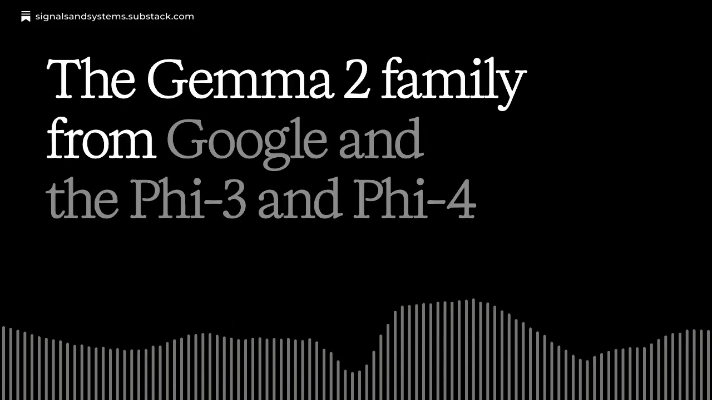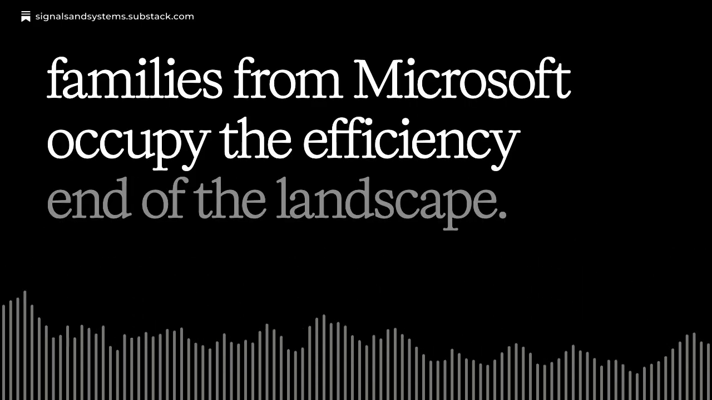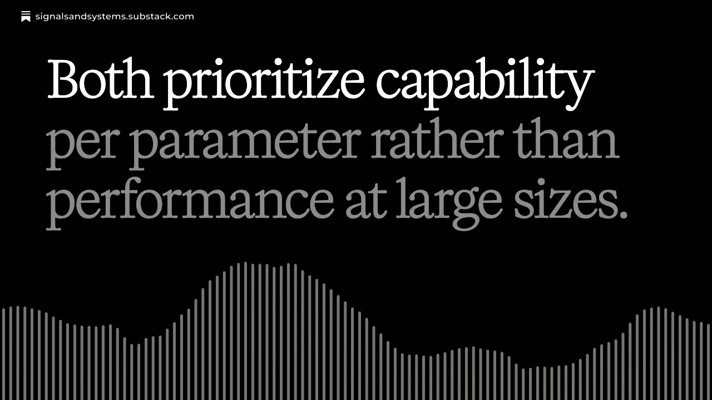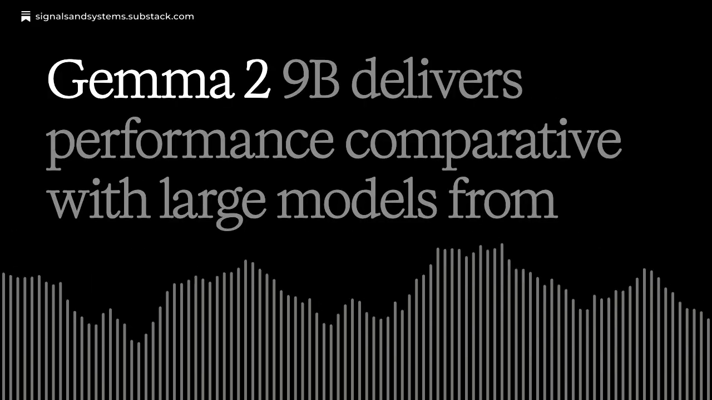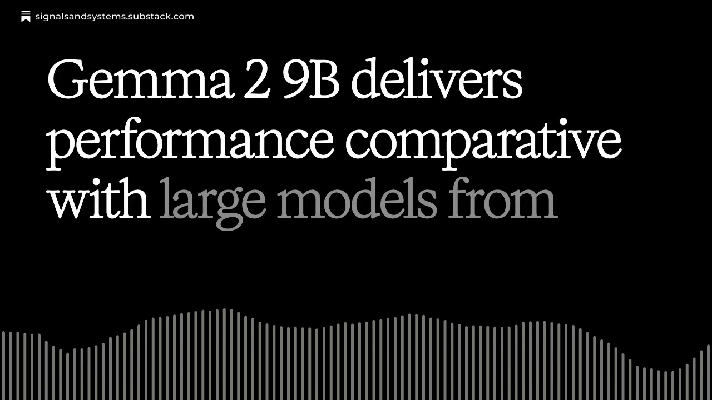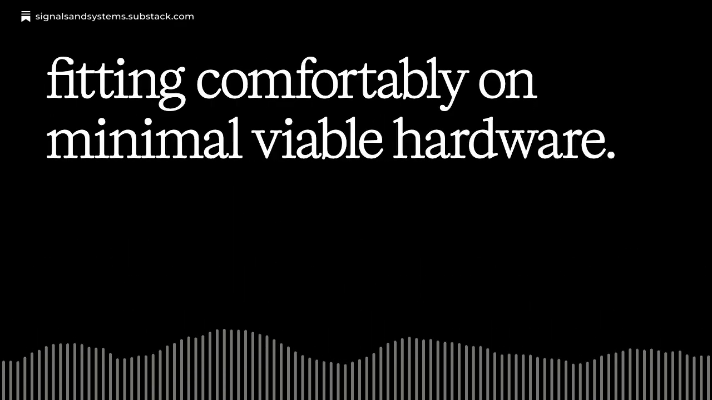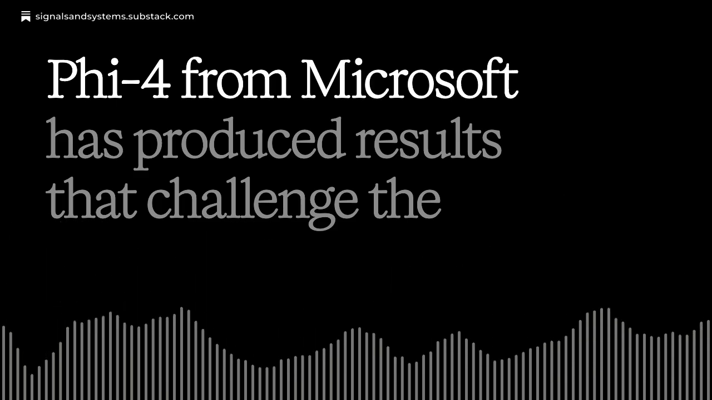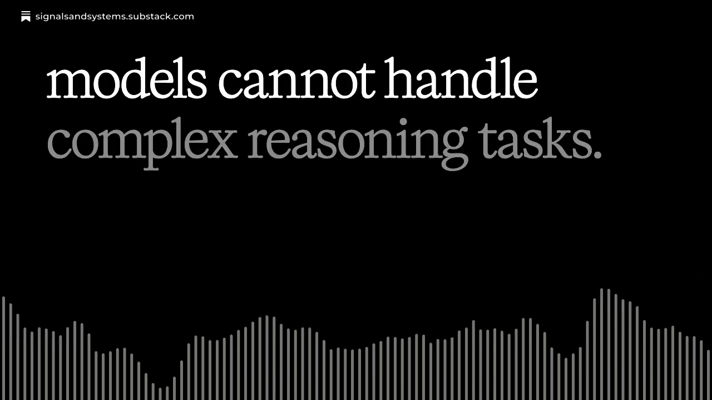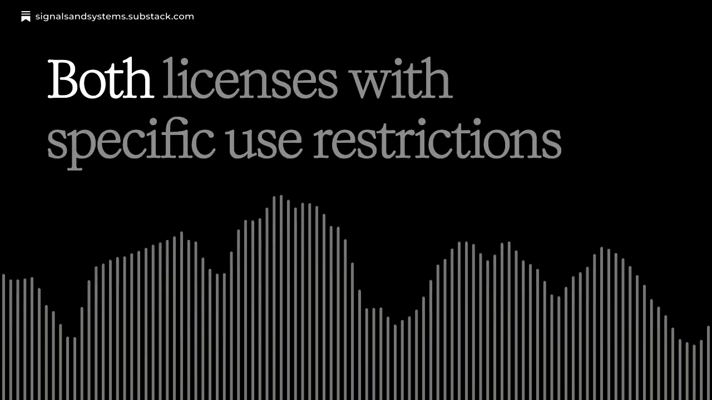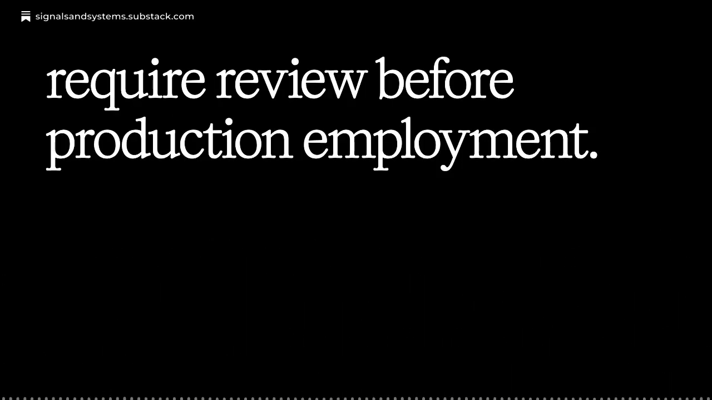The Gemma 2 family from Google and the Phi 3 and Phi 4 families from Microsoft occupy the efficiency end of the landscape. Both prioritize capability per parameter rather than performance at large sizes. Gemma 2 9B delivers performance comparable with large models from other families on many benchmarks while fitting comfortably on minimal viable hardware. Phi 4 from Microsoft has produced results that challenge the assumption that sub-10 billion parameter models cannot handle complex reasoning tasks. Both licenses, with specific use restrictions, require review before production deployment.